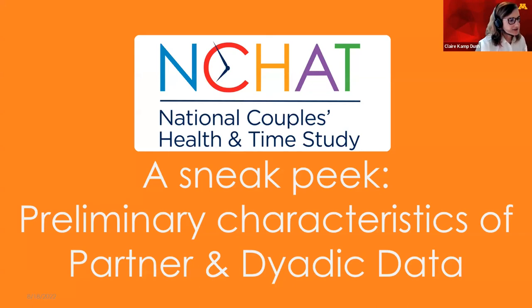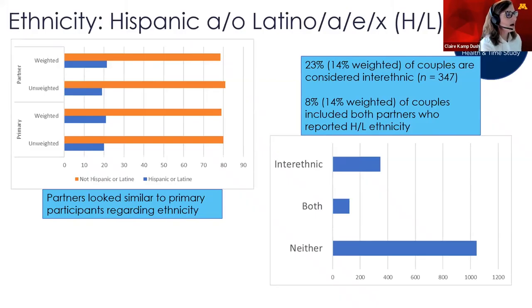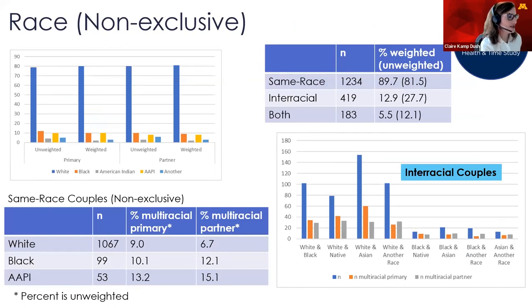So just some preliminary characteristics of the partner and dyadic data, and our project manager made these, so maybe I'll have some more information about the partner and dyadic data here. I did look at these quickly, but now I'm wondering if maybe what we talked about isn't here. The partners look similar to the primary respondents in terms of their ethnicity, but about 23% of couples are considered interethnic, and about 8% of couples included both partners who reported a Hispanic or Latino, Latina, Latinx ethnicity. In terms of race, here's some information about race for the couples. So we have about 1,000 same race couples where they're both white, about 100 same race couples where they are both Black, and about 50 same race couples where they're both Asian or Asian American.